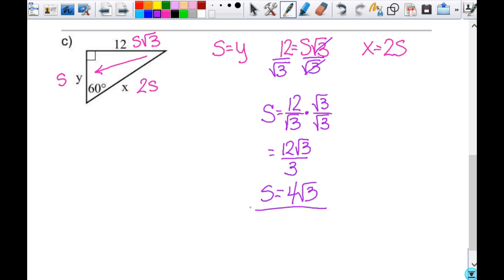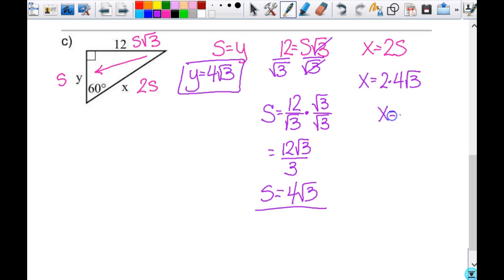So that means that automatically gives me Y, right? So Y equals 4 square root of 3. That was easy enough. Then I substituted in over here. So X equals 2 times 4 square root of 3. What does that give me? 8 times the square root of 3.